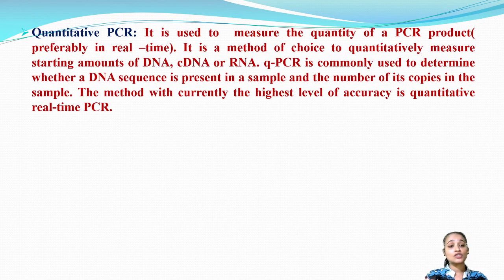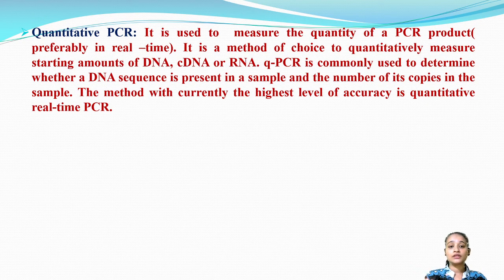Now let us see what is quantitative PCR. It is used to measure the quantity of a PCR product, preferably in real time. That's why it is called quantitative PCR. It is a method of choice to quantitatively measure the starting amounts of DNA, cDNA, that is complementary DNA, or RNA. Quantitative PCR is commonly used to determine whether a DNA sequence is present in a sample and also the number of its copies in the sample.